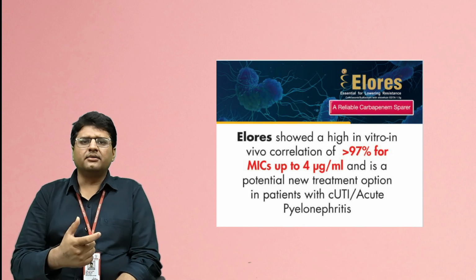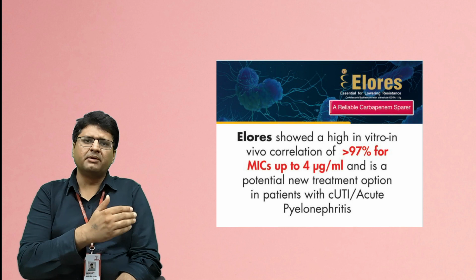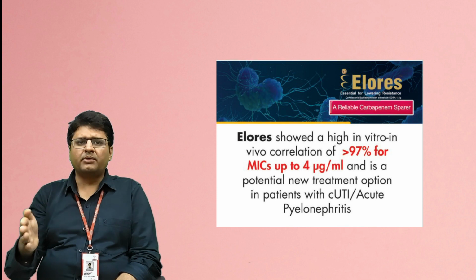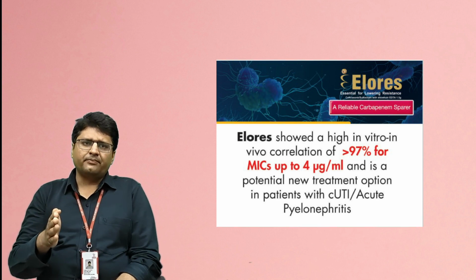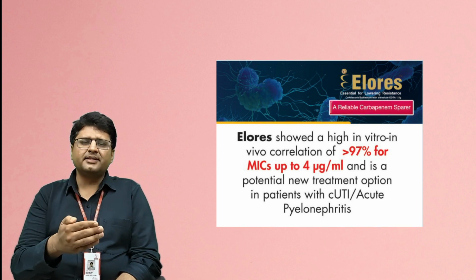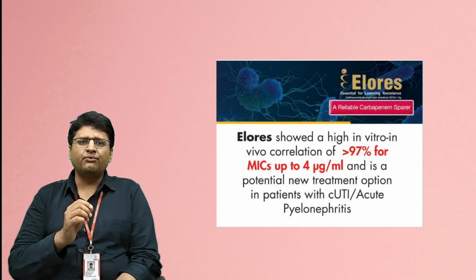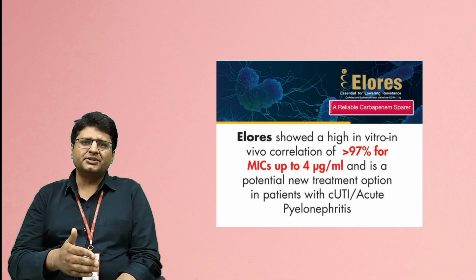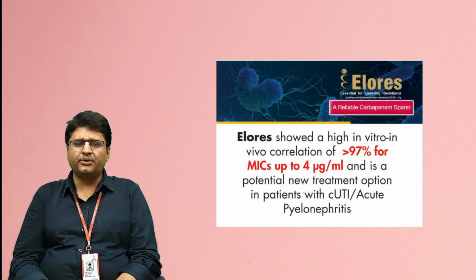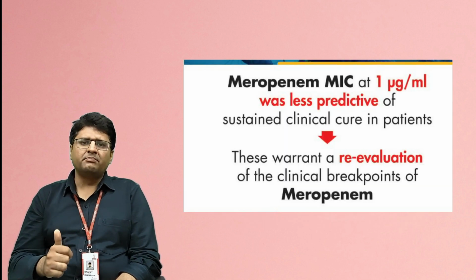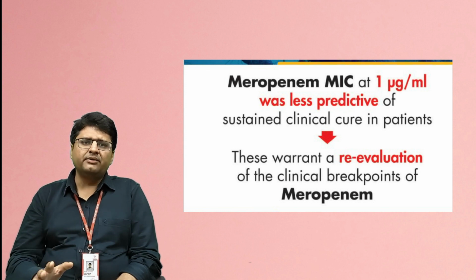In vitro means the AST results done in the microbiology lab, and in vivo means the clinical cure and microbiological eradication of the patient. So Elores showed a high in vitro in vivo correlation of more than 97% for MICs up to 4 microgram per ml, and is a potential new treatment option in patients with complicated UTI, including acute pyelonephritis. Also, we can conclude that meropenem MIC at 1 microgram per ml was less predictive of sustained clinical cure in patients.